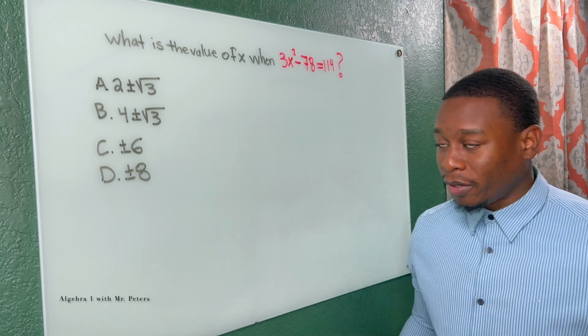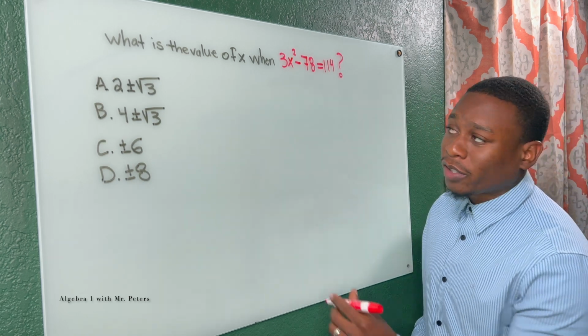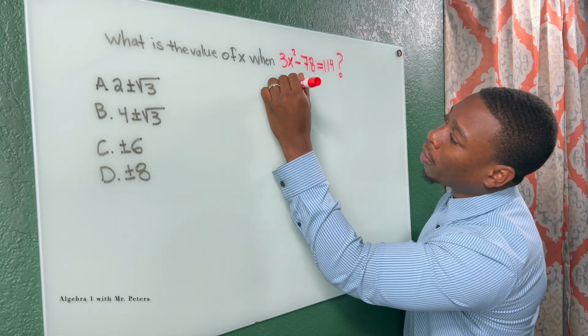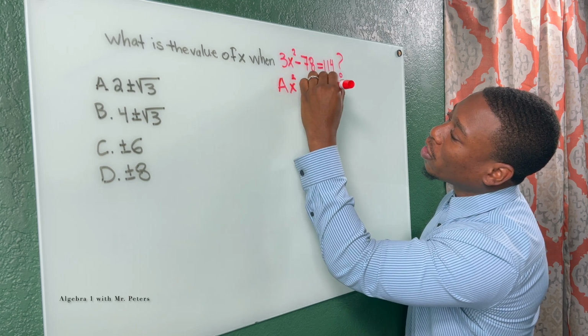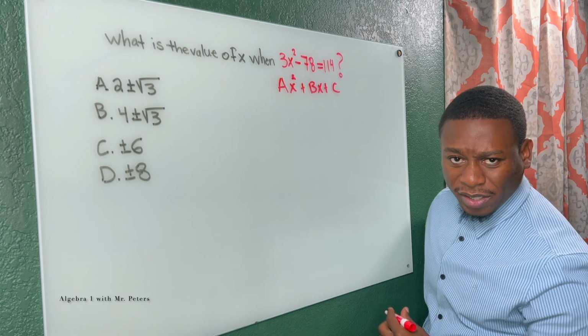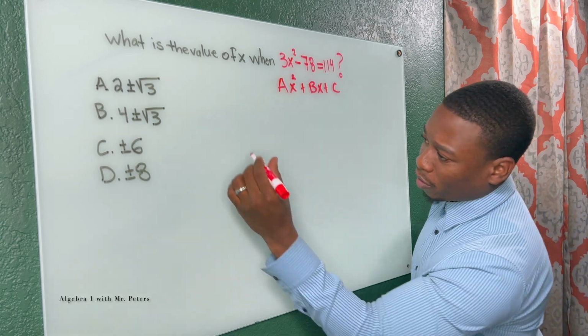So the biggest thing to start this lesson is understanding the standard form for quadratic equations, right? Why is this important? Let's use some examples.